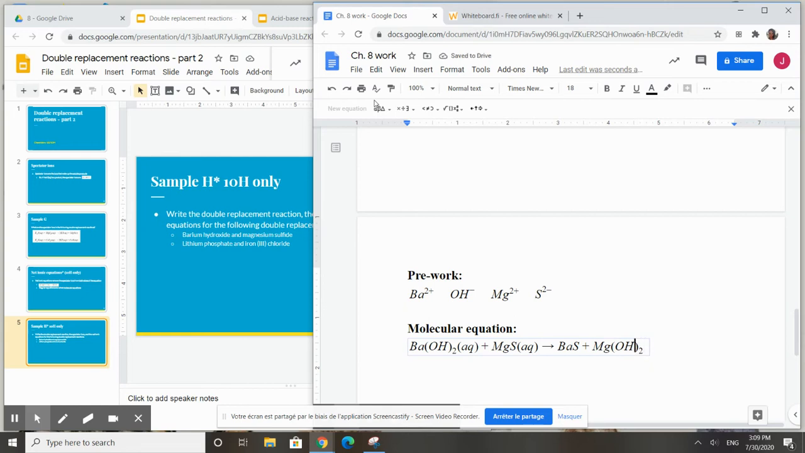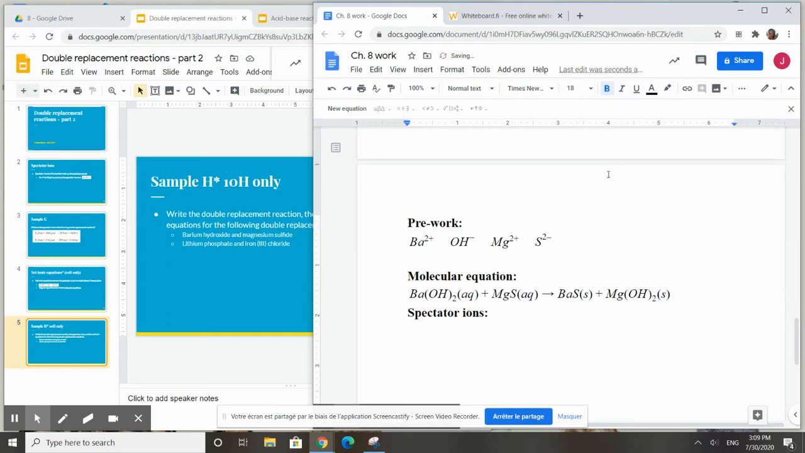If I go to my solubility rules, sulfate is mostly soluble and barium is an exception, so that will be solid. And then hydroxides are mostly insoluble and magnesium is not an exception, so that is also a solid. This doesn't happen very often. Since there are two solid products, there will be no spectator ions. Sometimes it happens.